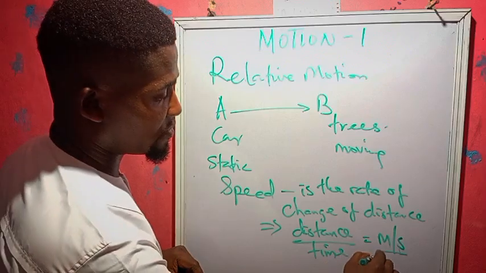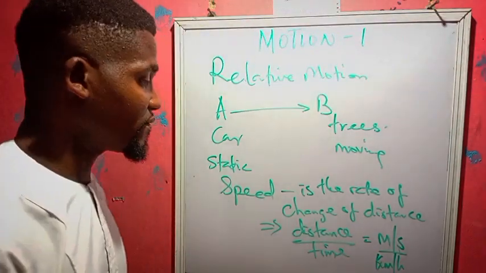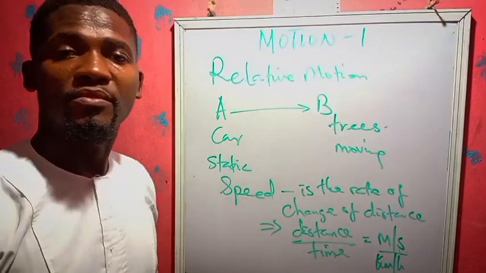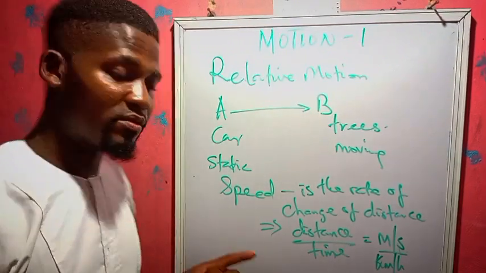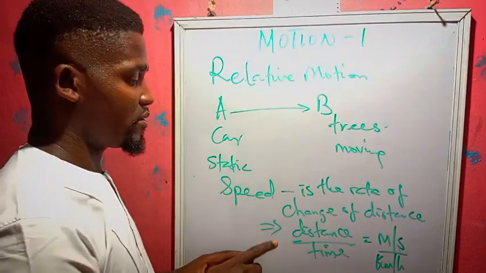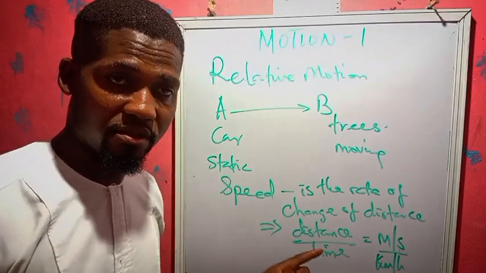We can also have speed as kilometer per hour, depending, because kilometer is also another unit for distance and hour is another unit for time. Okay, now also take note that distance does not show direction. So distance here is without direction, being a scalar quantity, take note.